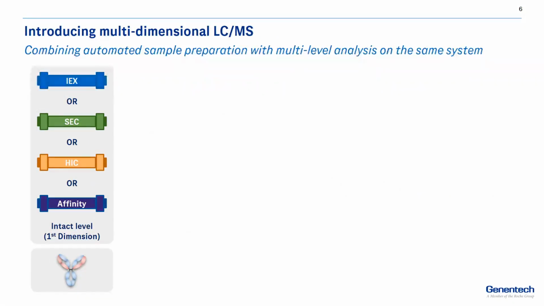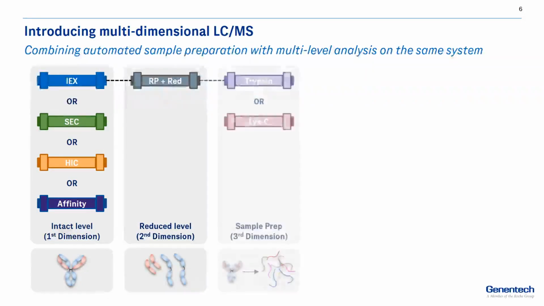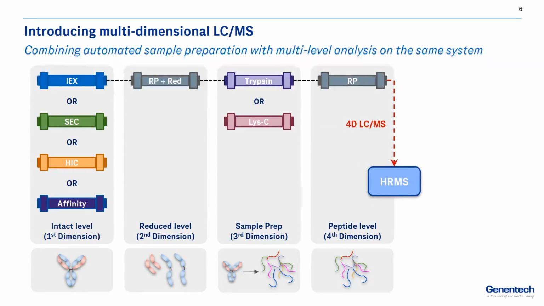That's where multidimensional LC can come to help us by combining automated sample preparation with multi-level analysis on the same system. For that, we can implement in the first dimension a huge diversity of chromatographic modes, such as ion exchange, SEC, HIC, or affinity chromatography. After that, a reduction step is performed as well as a digestion with trypsin or LysC. And at the end, the RPLC column is used to do peptide level separation before MS detection.